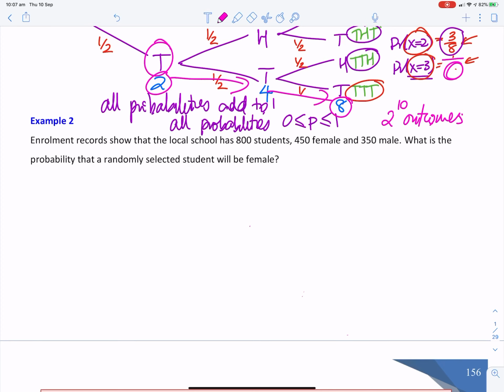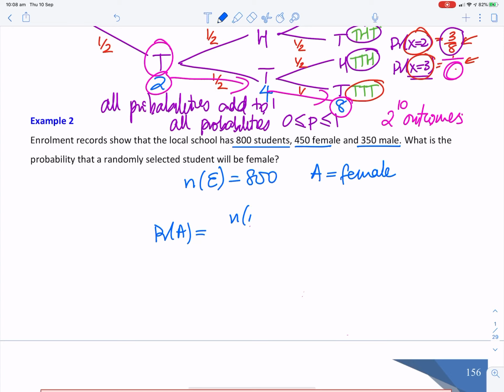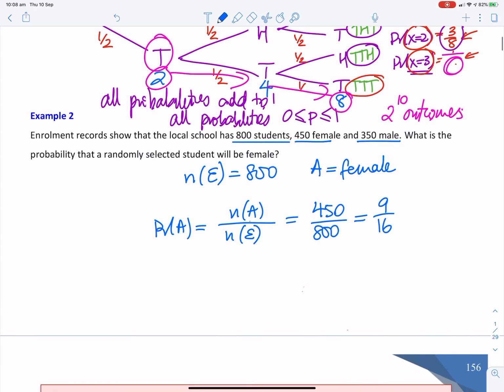Okay, so this is just applying our concept of basic probability. Enrollment records show that a school has 800 students. So we know the number in the sample space is 800. 450 female, 350 male. What's the probability a randomly selected student will be female? So we'll say A is female. The probability of A is the number of A over the number in the sample space, which is 450 out of 800. We can divide them both by 50. We get 9 on 16. So that's just the application of basic probability, this rule.